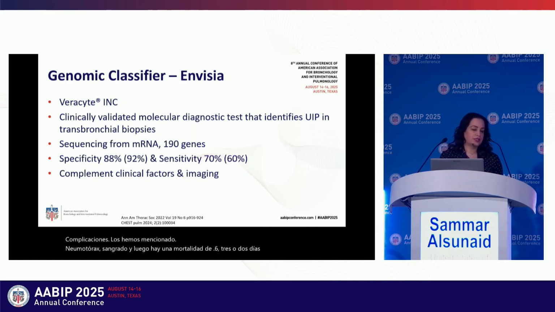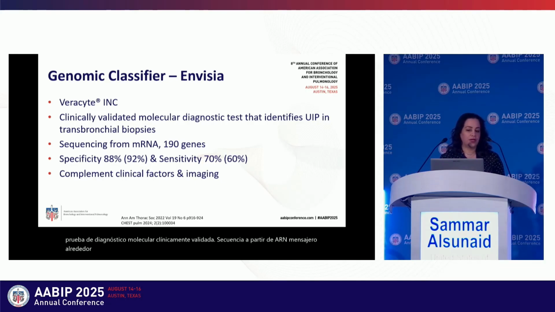So two additional tools that help you in your arsenal are the genomic classifier and Hsia. I'm not aware of any other ones, so if anybody else knows anything, please let me know. But this is from Veracyte. It is a clinically validated molecular diagnostic test. It sequences from messenger RNA about 190 genes that are part of the UIP diagnosis of IPF. It is specific and sensitive with very good numbers based on 2 validation studies. And it is used to complement your clinical decision and your imaging.